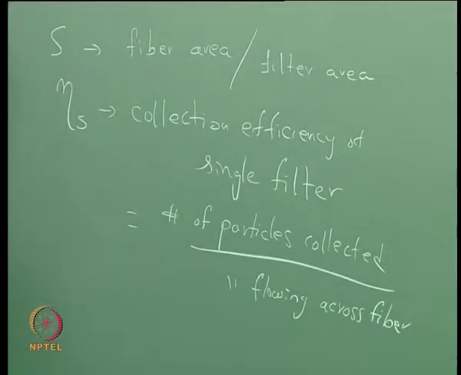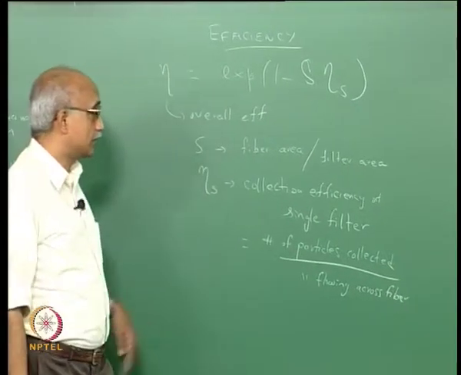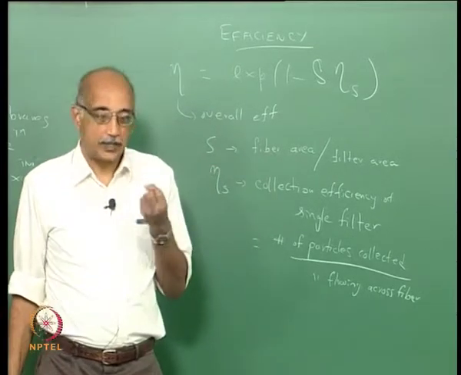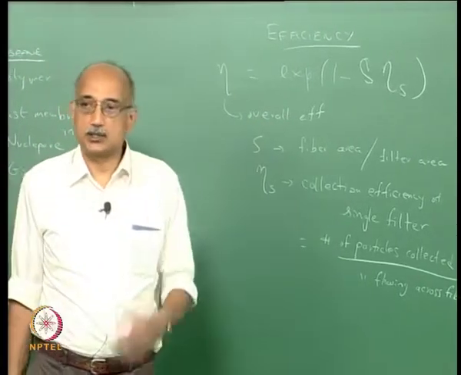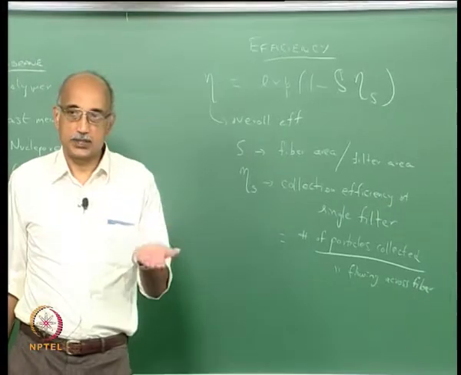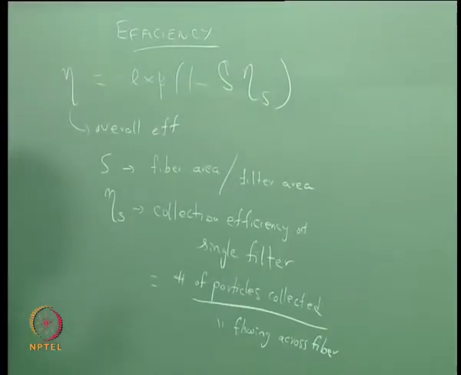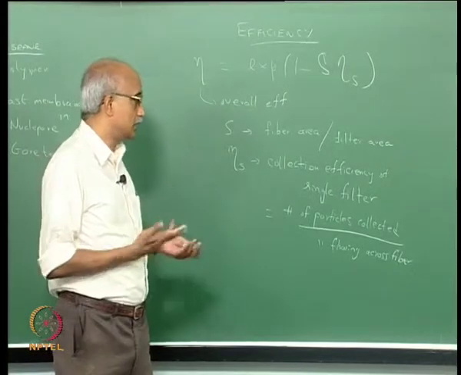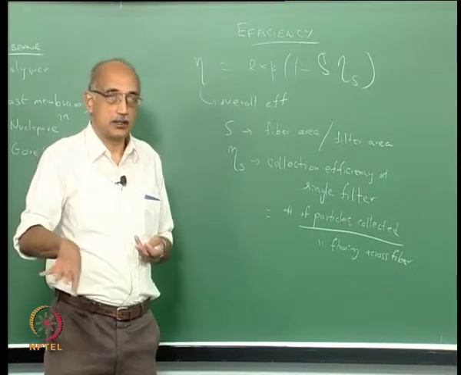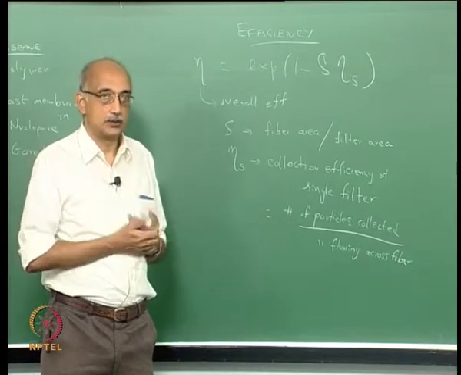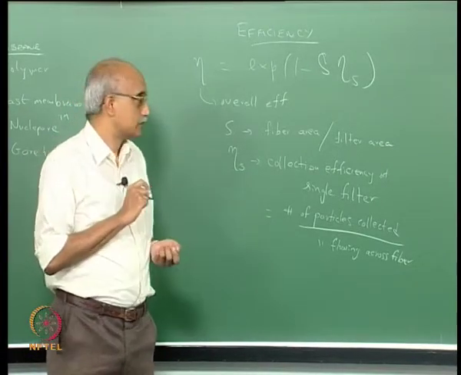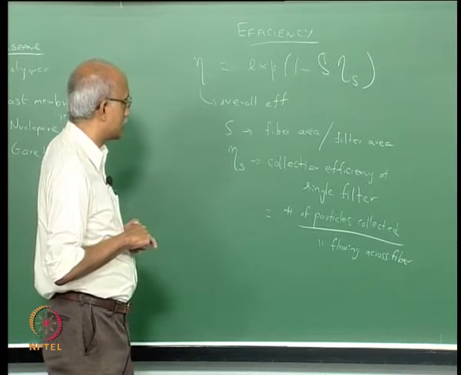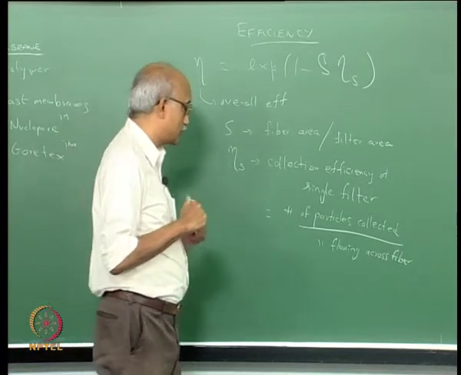So, if you look at this expression, the collection efficiency of a single filter as well as the total area of fiber in the filter are obviously important, and the exponential relationship comes about because as you add depth to the filter, the filter efficiency keeps increasing, and essentially there is an exponential drop in the number of particles that can get through with the addition of area to the filter as well as with the increase in efficiency of a single fiber. Now, the definitions of S and eta S are obviously important.